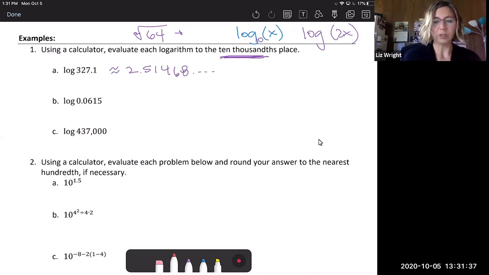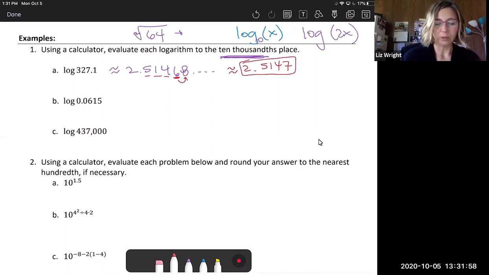So first I want you to write that for the next few examples, and then we're going to go tenths, hundredths, thousandths, 10,000ths, and then you're looking to the next door neighbor, and that says for it to go up by 1. So it's going to be 2.5147 for this, and this is going to be our answer.